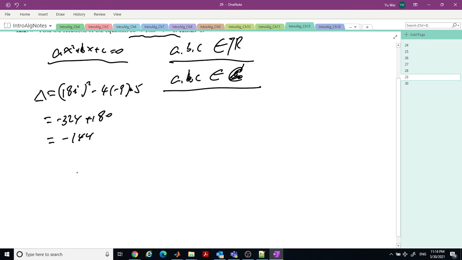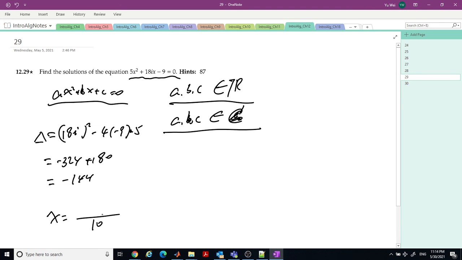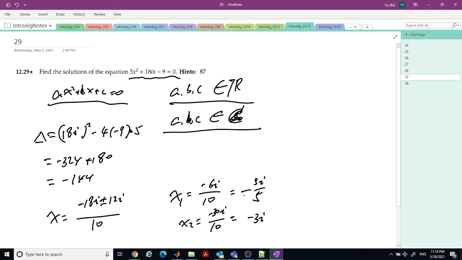So now you can see that x is equal to negative 18i plus or minus 12i, over 2 times a, which is 10. So x1 is equal to negative 6i over 10, so it's equal to negative 3 over 5 i. And x2 is equal to negative 30i over 10, so it's equal to negative 3i.